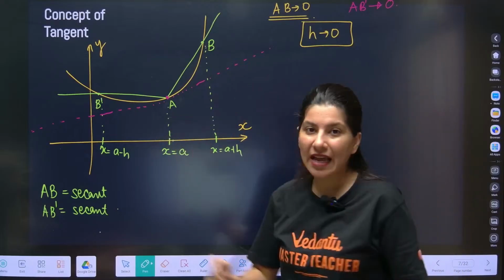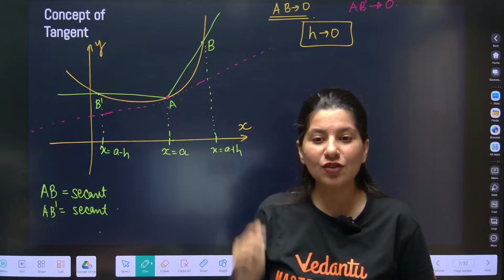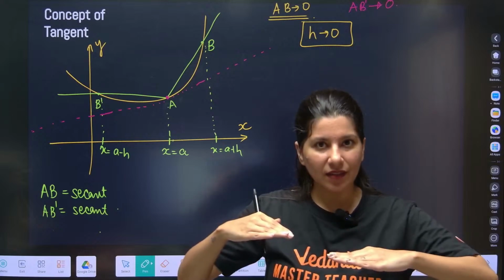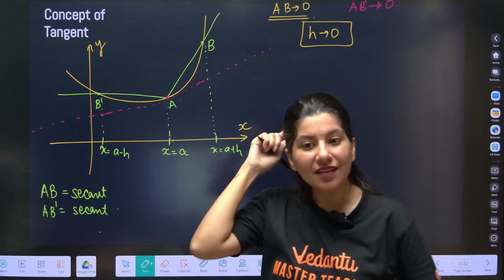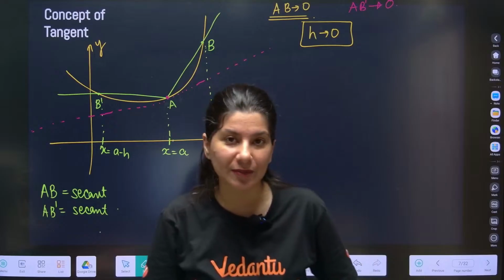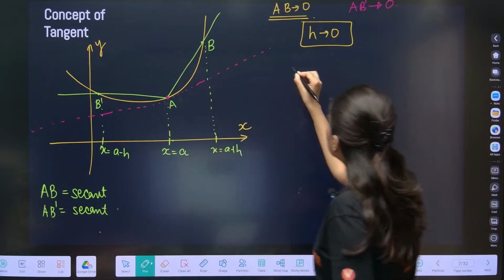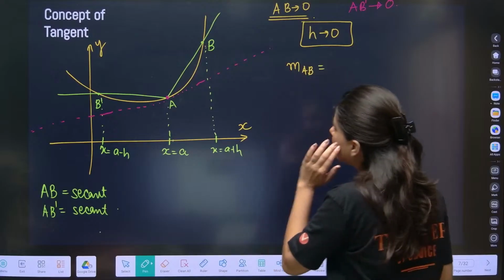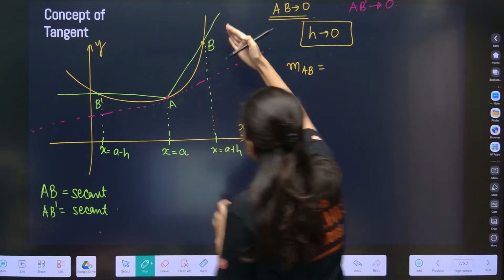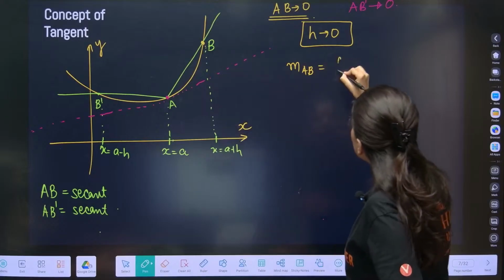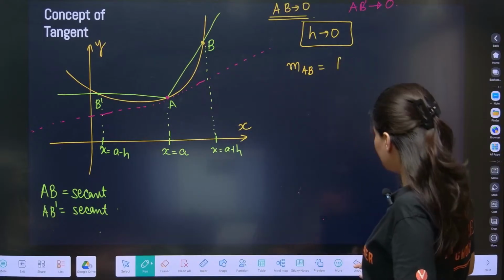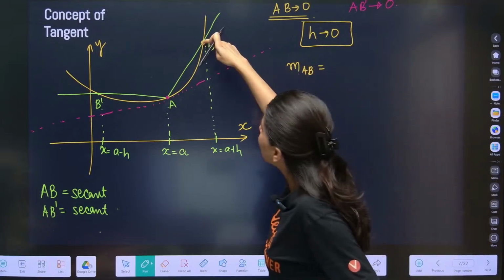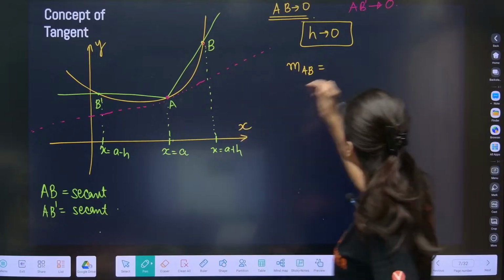Now what does that mean? If they are the same line, think about it coordinate geometry wise. If two lines represent the same line, their slopes should be equal. So the slope of AB, tell me, ma'am, what will it be? y2 minus y1 upon x2 minus x1. y2 means the function value at B, f of a plus h.